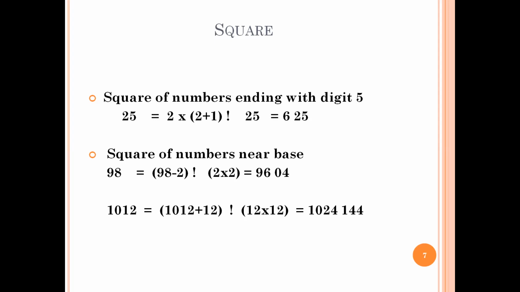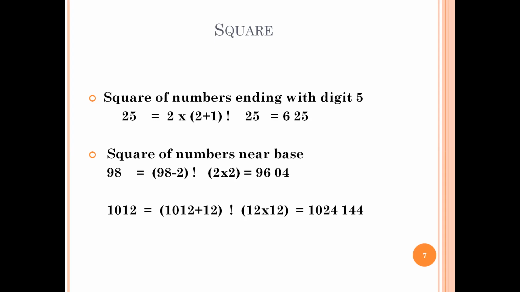Yeah, we are seeing squares of specific cases. Our first case is the numbers ending with 5. Suppose 105, how will I do it? What is the next digit of 10? 11. So 10 into 11 is 110. So the answer is 110.25. So 105 square is 110.25. Clear?